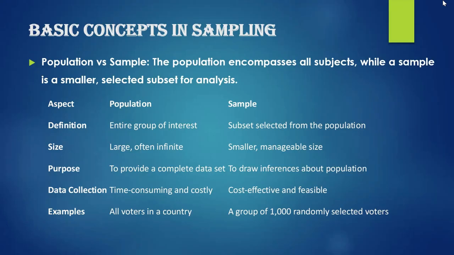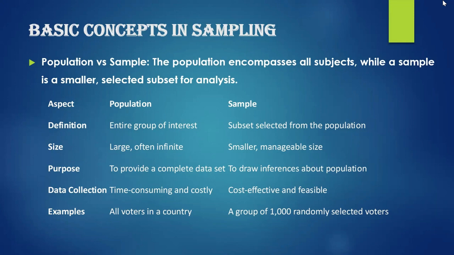Now we'll go to the sample. So a sample is a smaller, carefully selected subset of the population that is used for analysis to make inferences about the entire population. Since studying the entire population is often impractical due to cost and time constraints, researchers select a sample to represent the population. A sample should be representative of the population to ensure accuracy. Sample size affects the accuracy and reliability of the results. The selection process may involve random or non-random techniques.